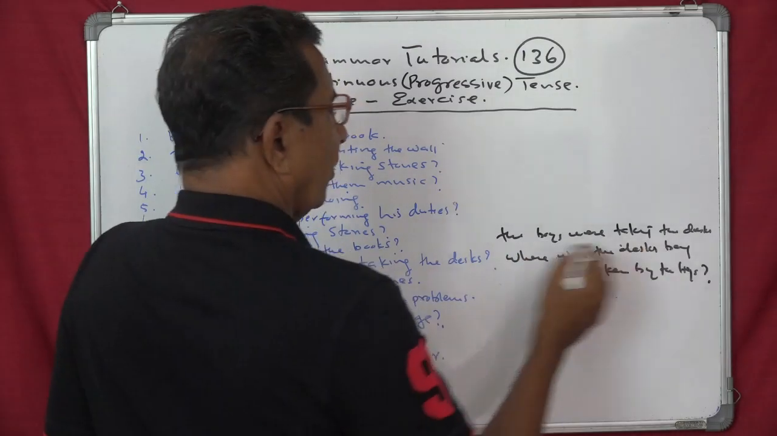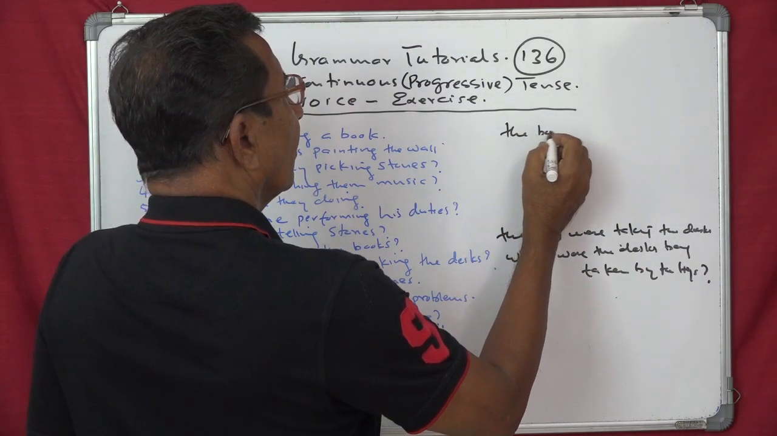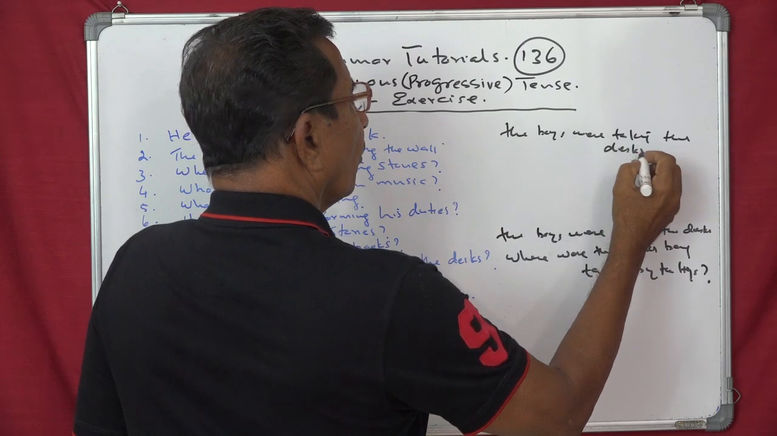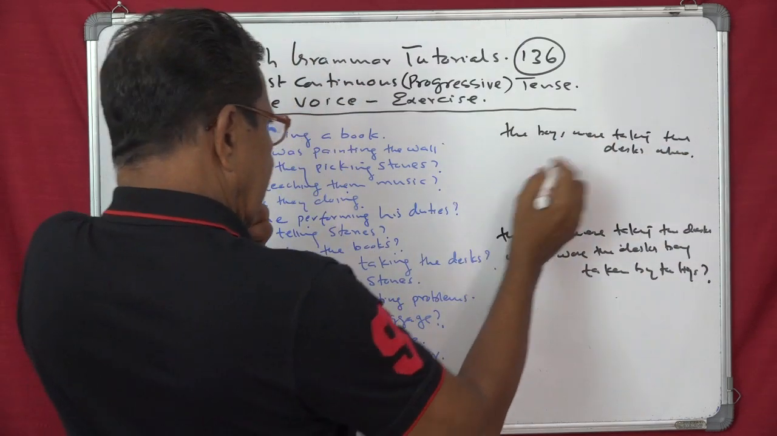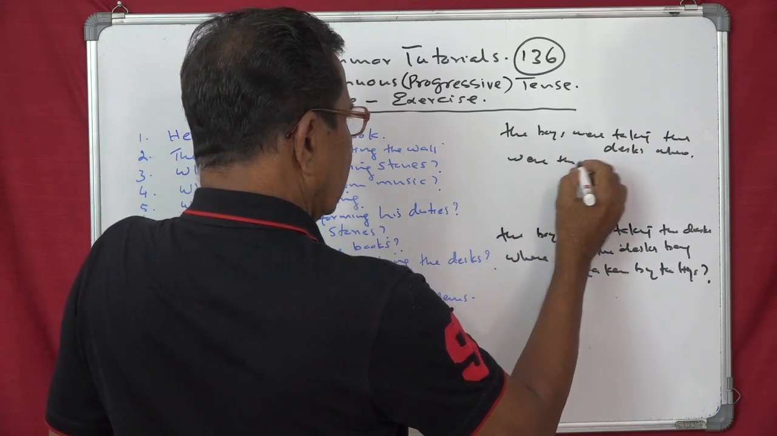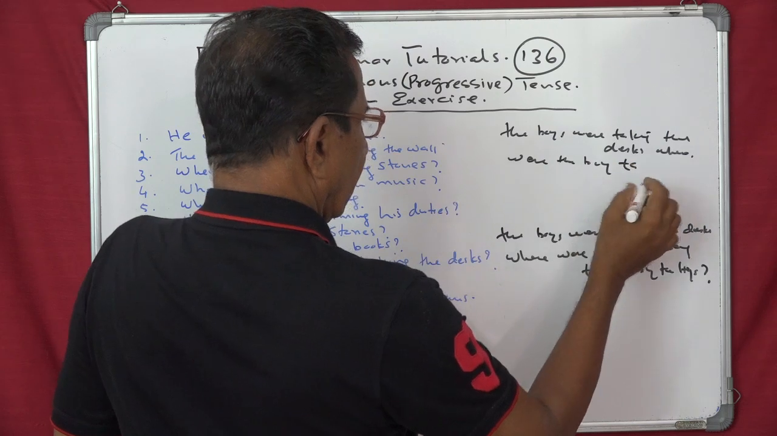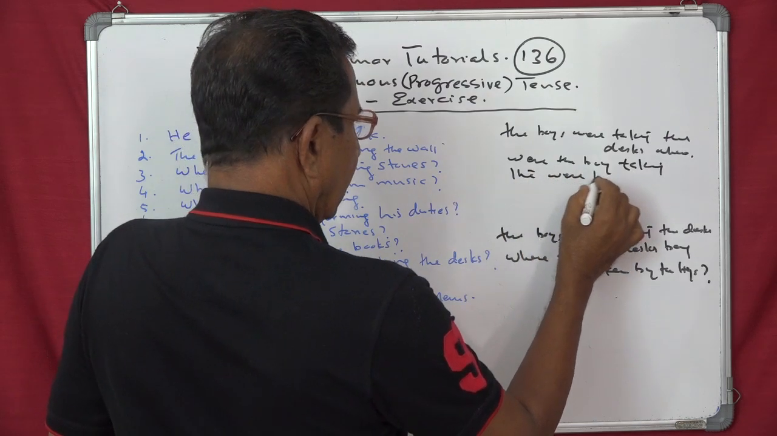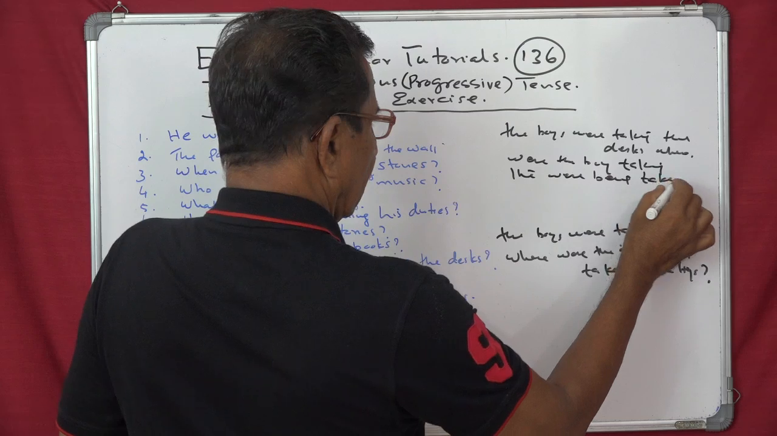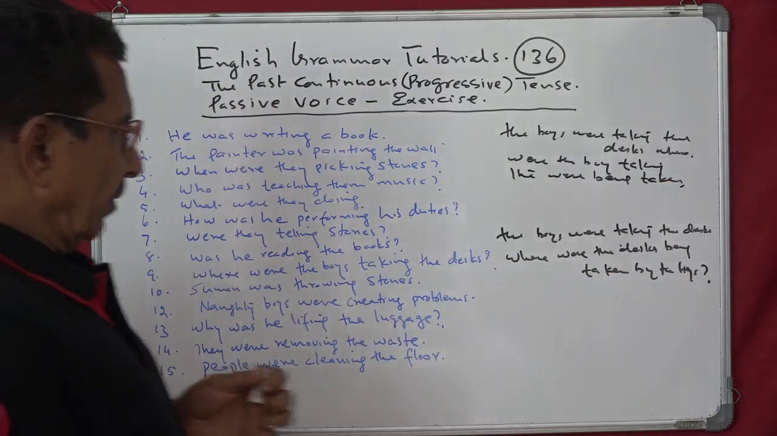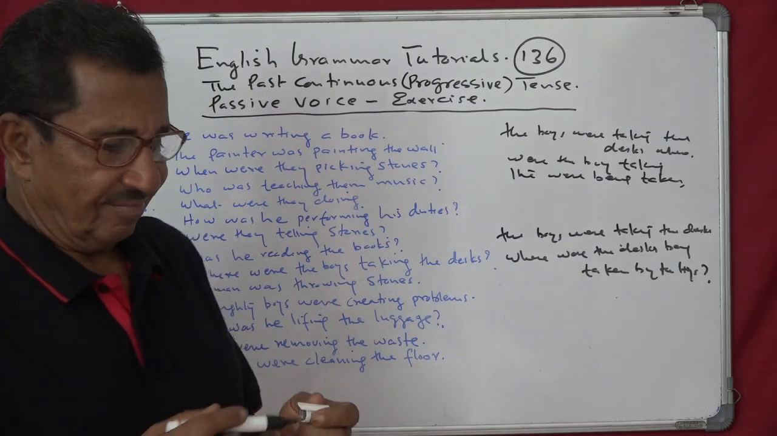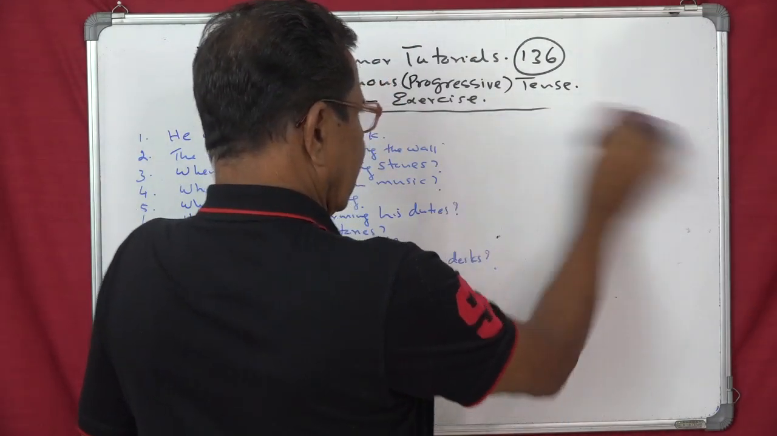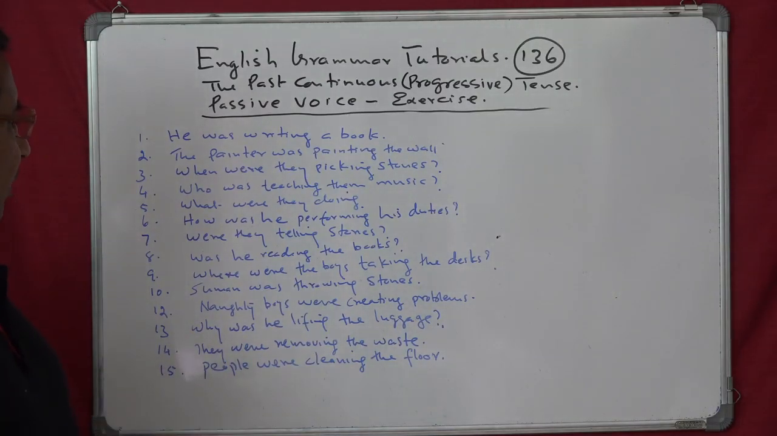Suppose you have got the boys were taking the desks. The boys were taking the desks where? Okay, make it a yes or no question, then it will be, were the boys taking the desks? And then the desks were being taken. So that is the question. Where were the desks being taken by the boys? See that? Step by step, it becomes very easy for you. Right? Are you following me? Yes, very good.